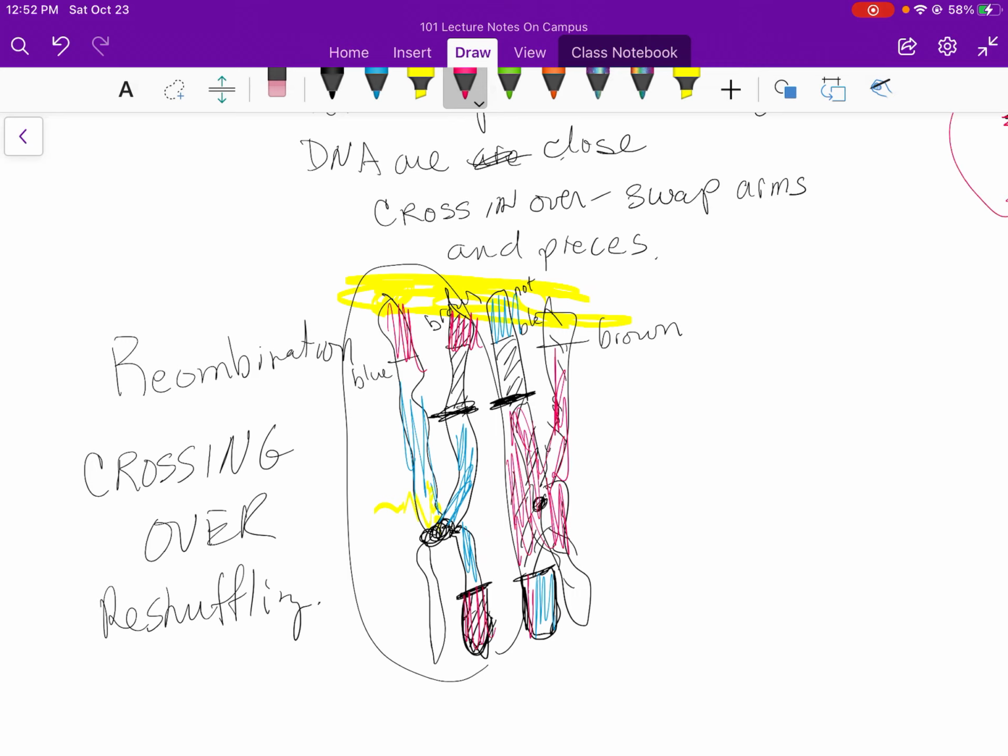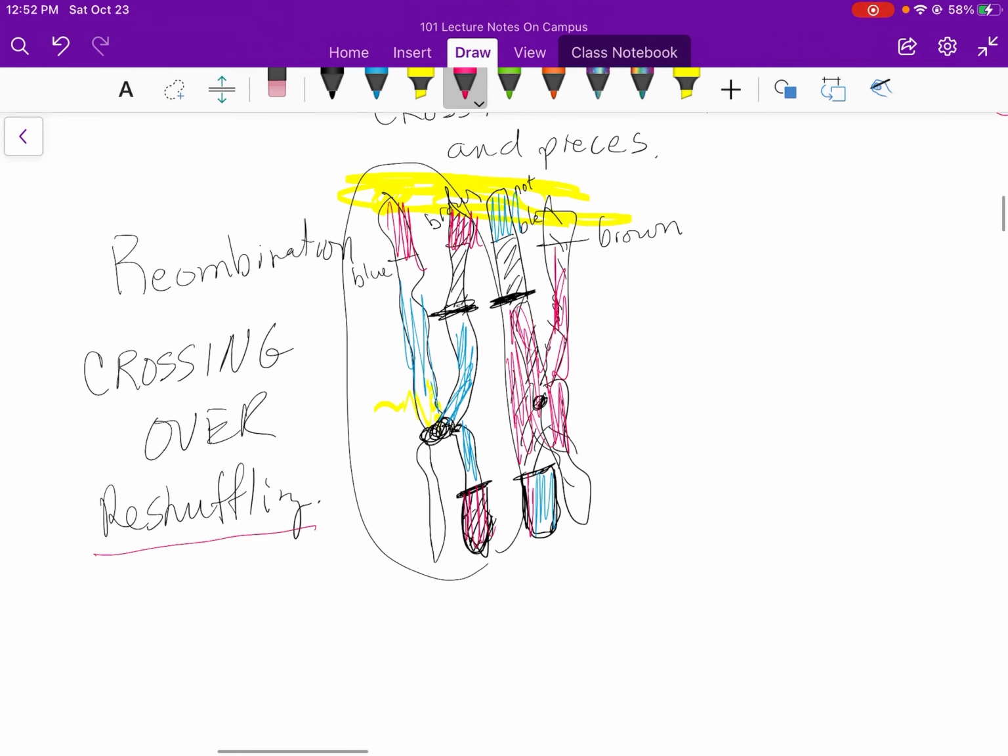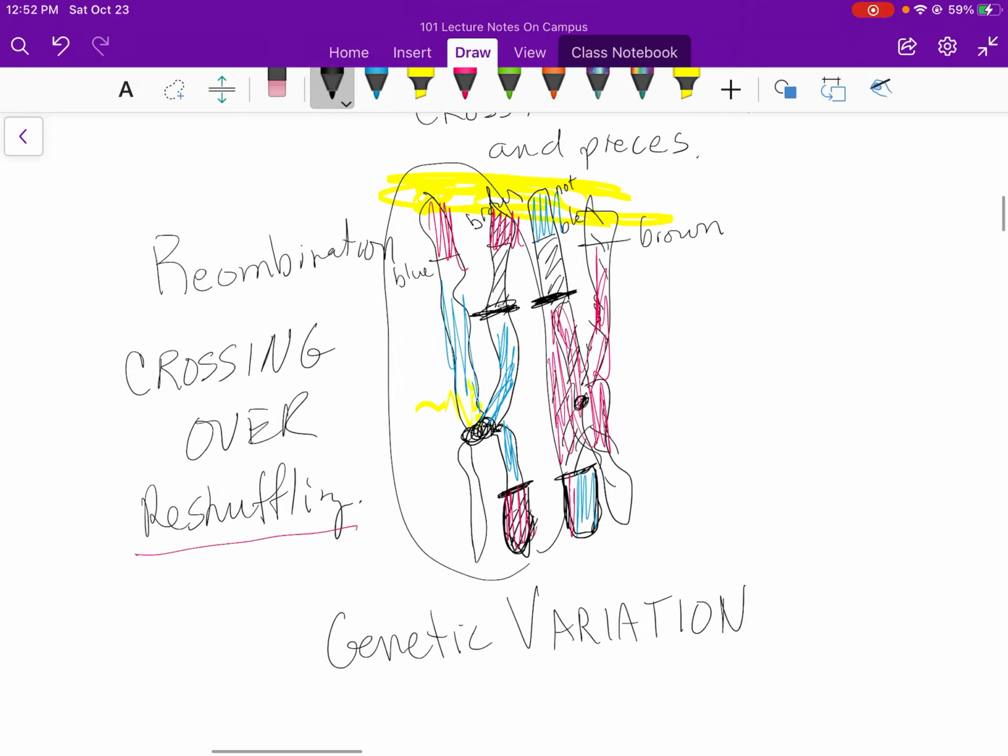So that crossing over is important because the crossing over is a reshuffling, right? But crossing over also causes genetic variation. And what that means is the offspring will have combinations of the parents' genes that the parents didn't have. Wow. Okay, so that happens.